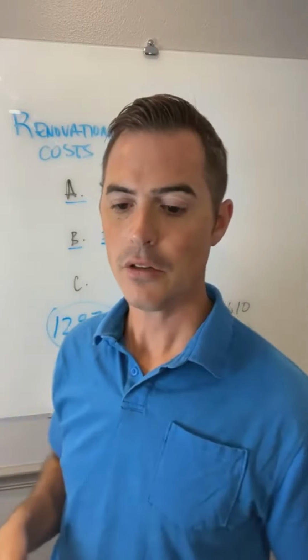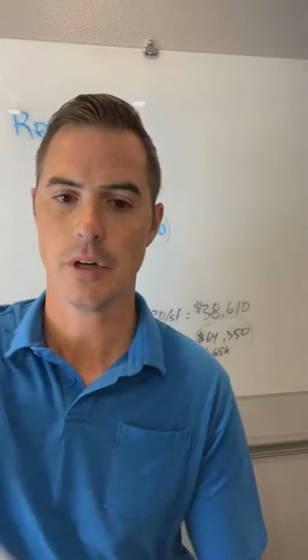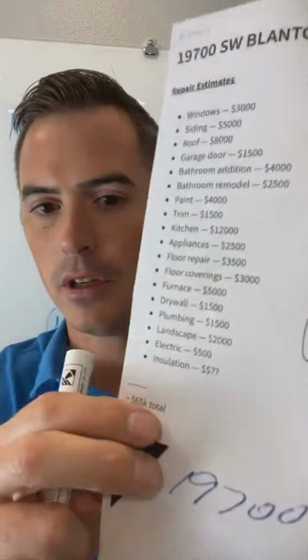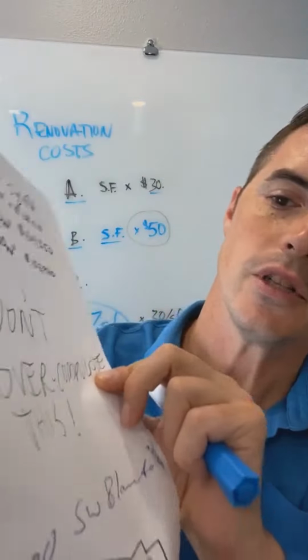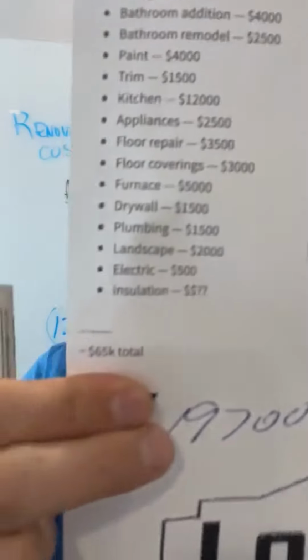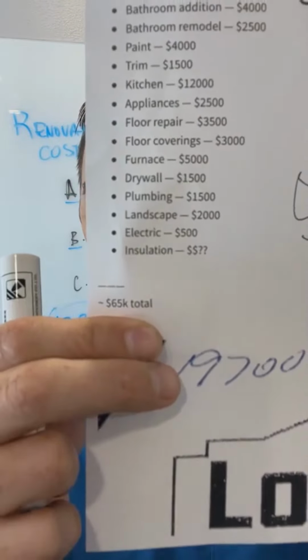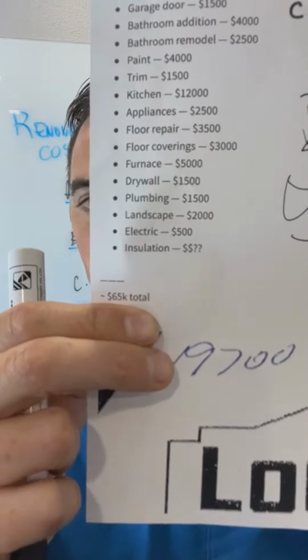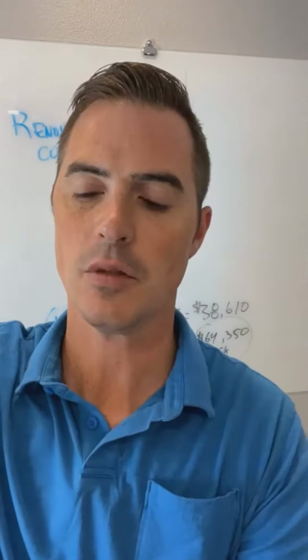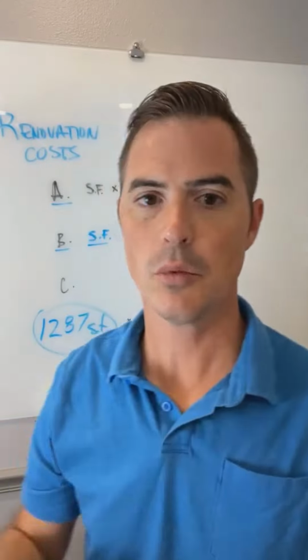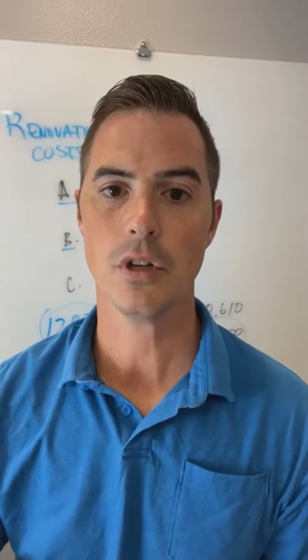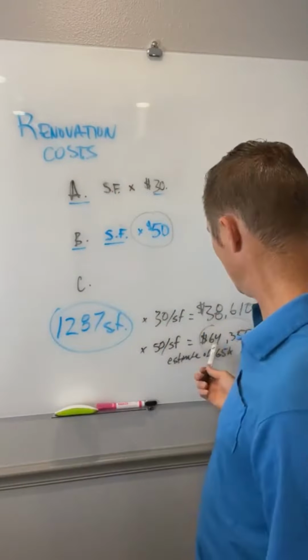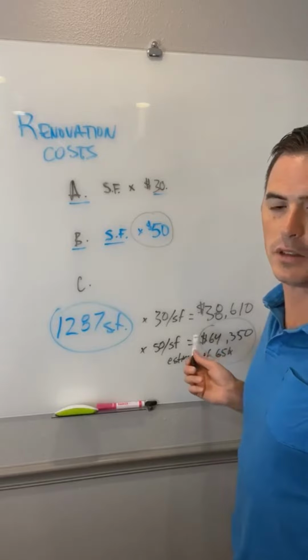That property, our original estimate, I can show you right here. You see down at the bottom right there, right below my finger? There we go. $65,000 is what I figured with my dad, both of us having construction experience. We figured it was going to be about $65,000 to fix this property up. Using the multiplier of $50 a square foot, we came up with the number of $64,350.